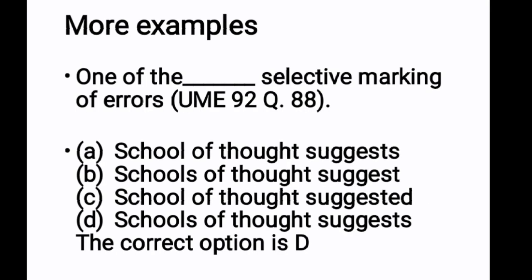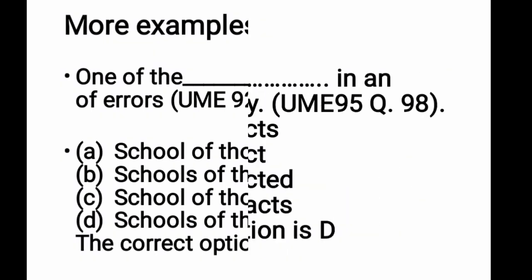More examples. One of dash suggests selective marking of errors. The answer is the schools, one of the schools of thought suggests selective marking of errors. So you see that schools is plural, but one of is used and agrees with what? A singular verb, which is suggests. So that is the answer to that.